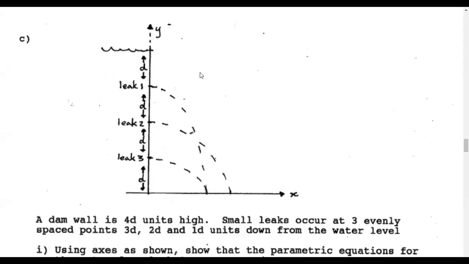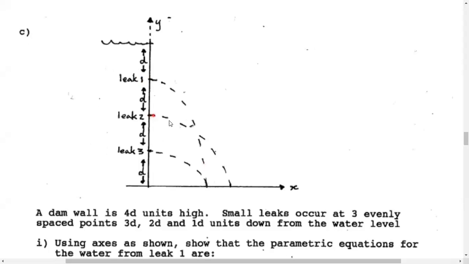Okay, so here we've got a question about a dam having 3 leaks, which are evenly spaced, and basically water shoots out. You can see that if water shoots out, it will fall under gravity, which makes this a projectile motion question. And so we'll be looking at things from a projectile motion point of view. Let's take a look at what the question says.